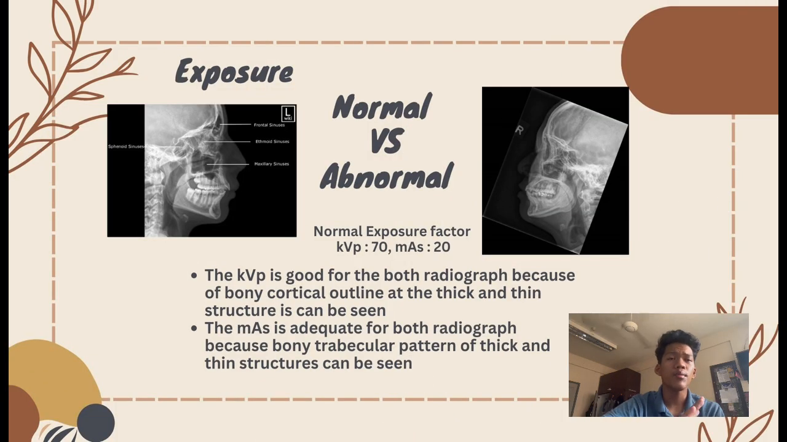For the exposure, the normal exposure is 70 kVp and 20 mAs. For me, the kVp is good for both radiographs because the bony cortical outline and the thick and thin structures can be seen, and the mAs is adequate for both radiographs because the bony trabecular pattern of thick and thin structures can be seen too. So the exposure factors are adequate for both radiographs.